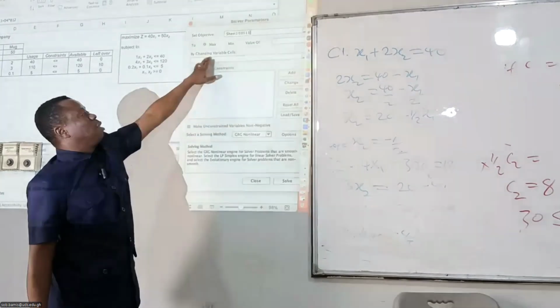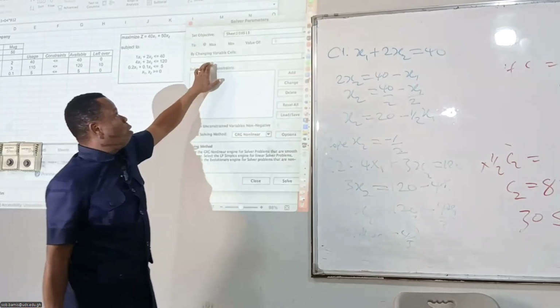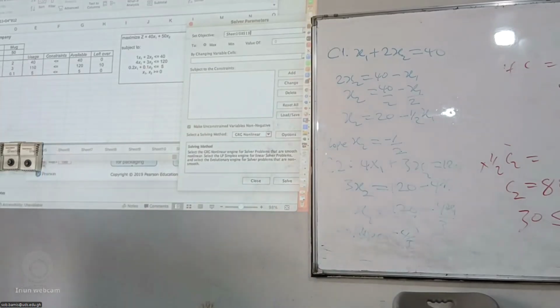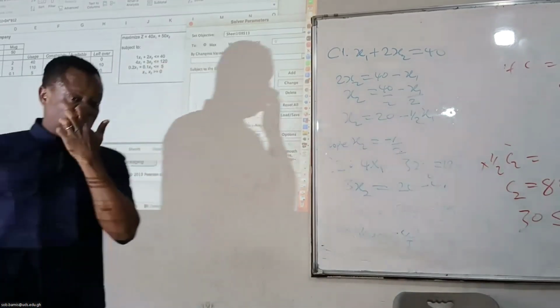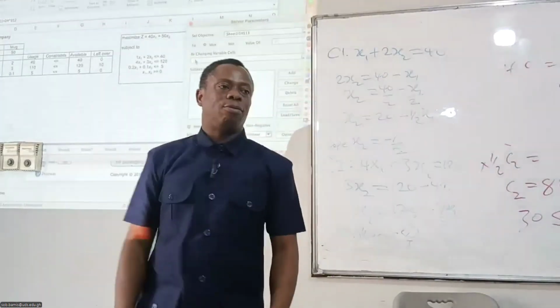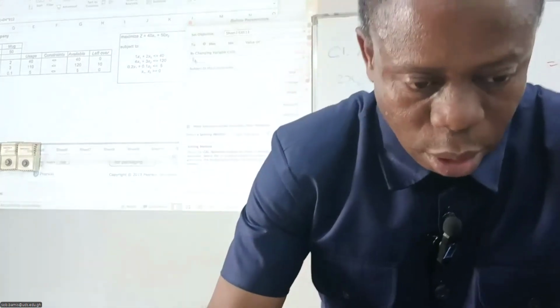Then the next is by changing variable cells. Over here, I have to pick the cells for X1 and X2. That is D10 and what? I think now, yeah, D11 and then D12. So I have to select these two in there. Okay, so I'll do the selection. But I have to click that place first. See that the cursor is live. Okay, so I can select them.